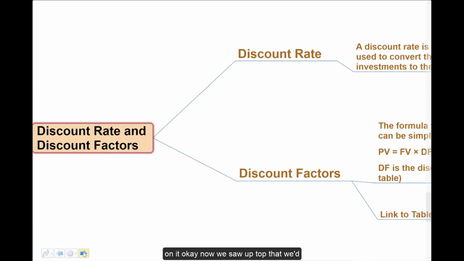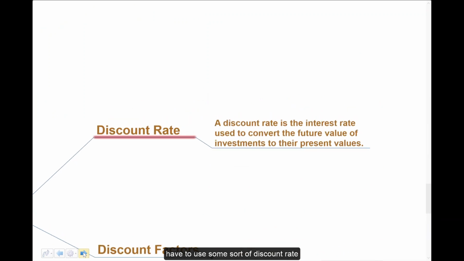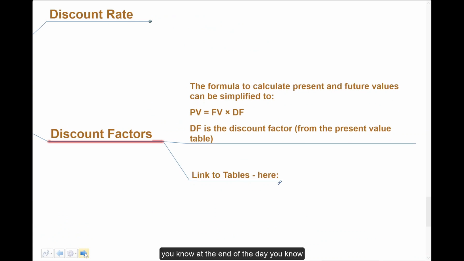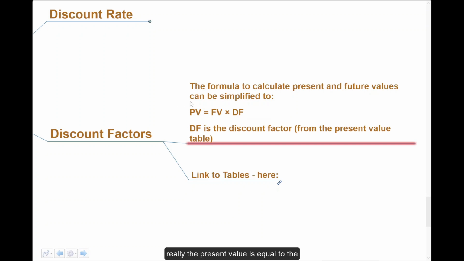Now, we saw up top that we'd have to use some sort of discount rate. If we're discounting or looking to find the present value of future cash inflows, we need to use a rate. So the rate is going to be, obviously, an interest rate of some way, shape, or form. But which particular interest rate? Well, that's open to subjectivity. At the end of the day, the higher the rate, the higher the discount, so the lower the present value, as it were. So in terms of the formula, the present value is equal to the future value, let's say at T4 or in year 4, times the discount factor.